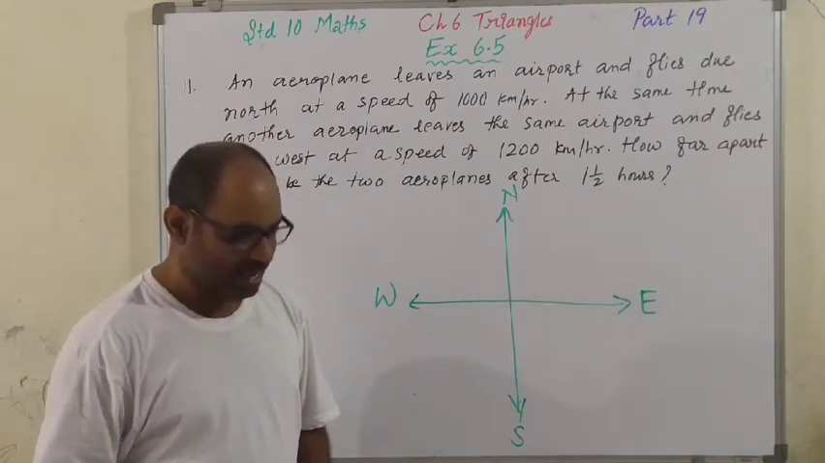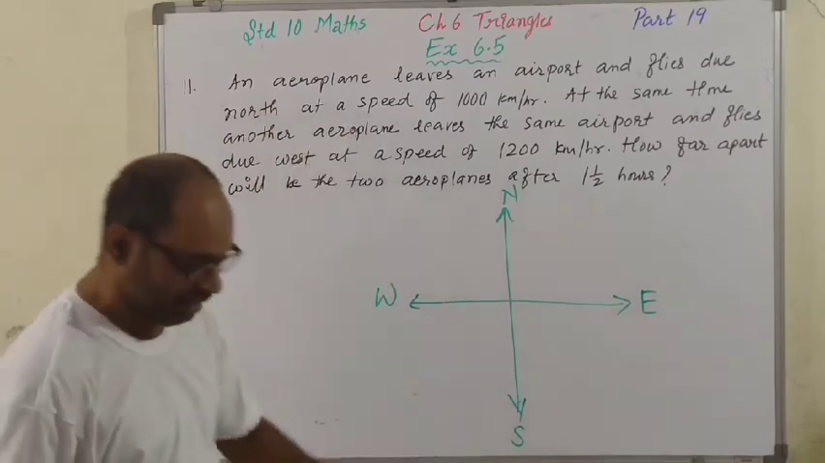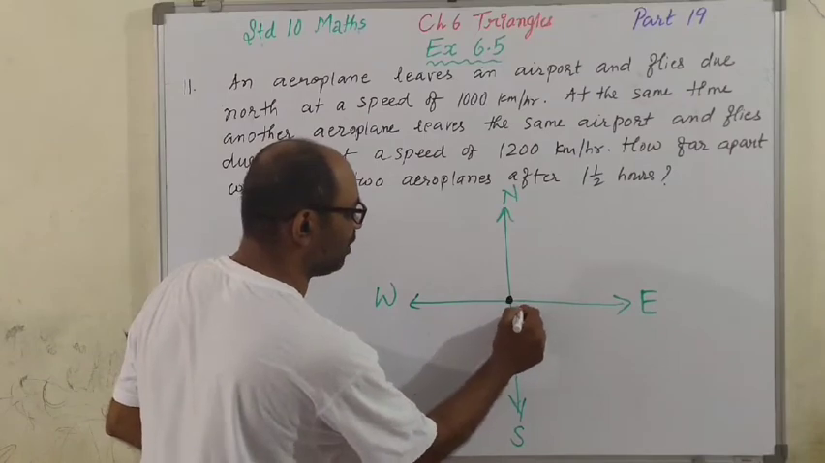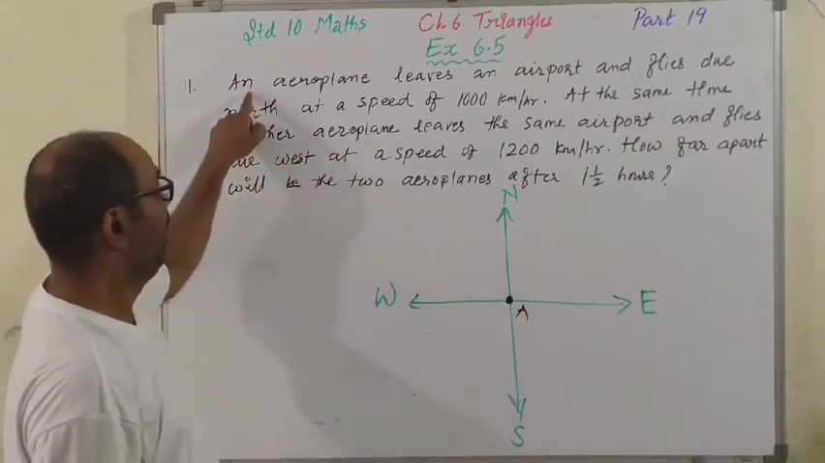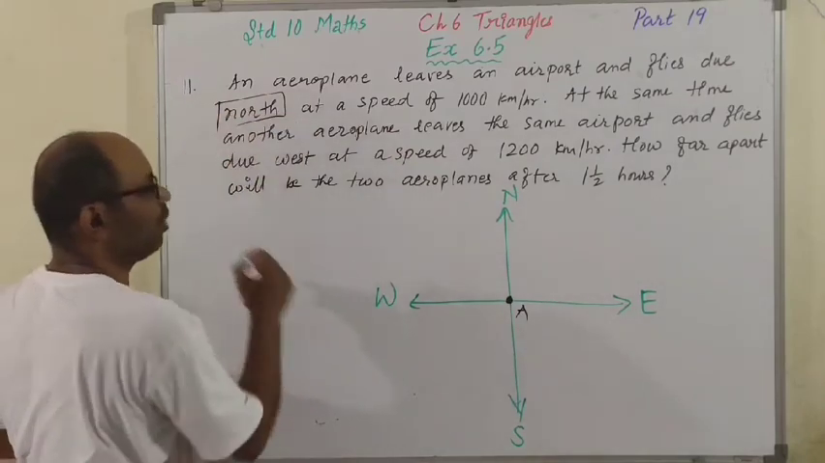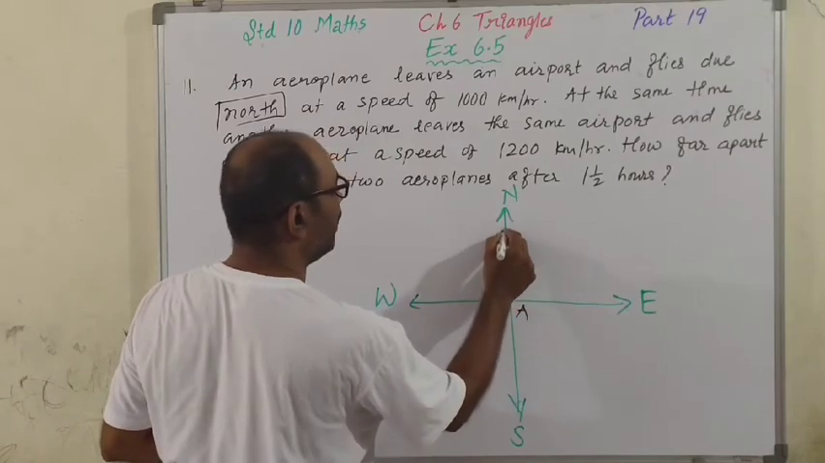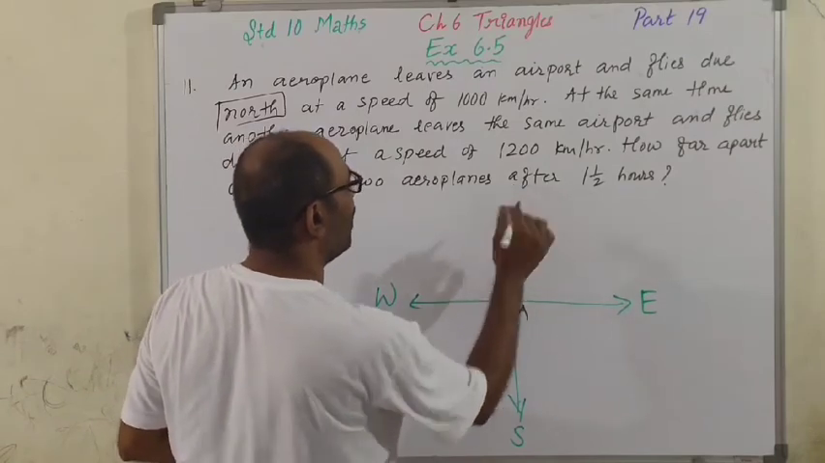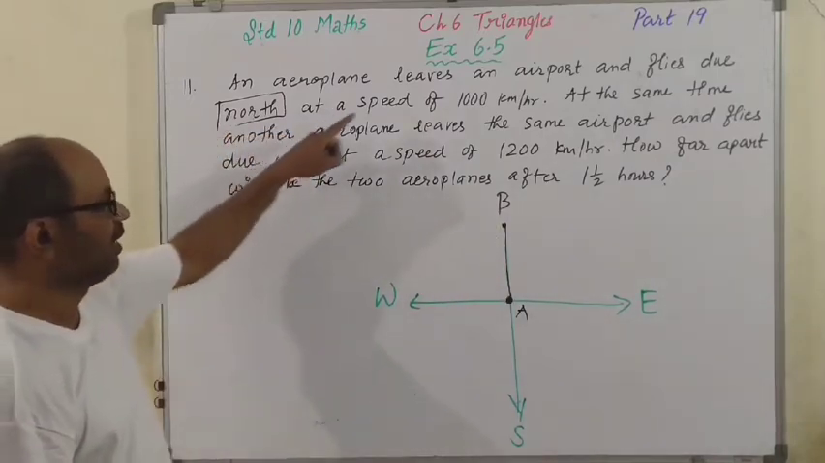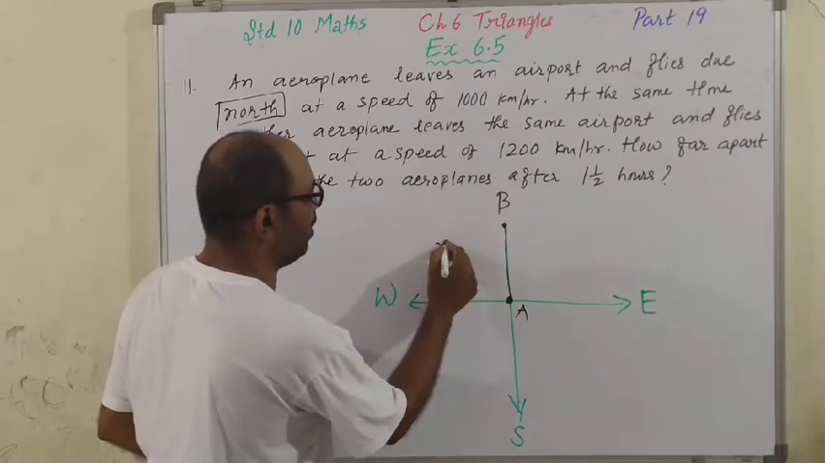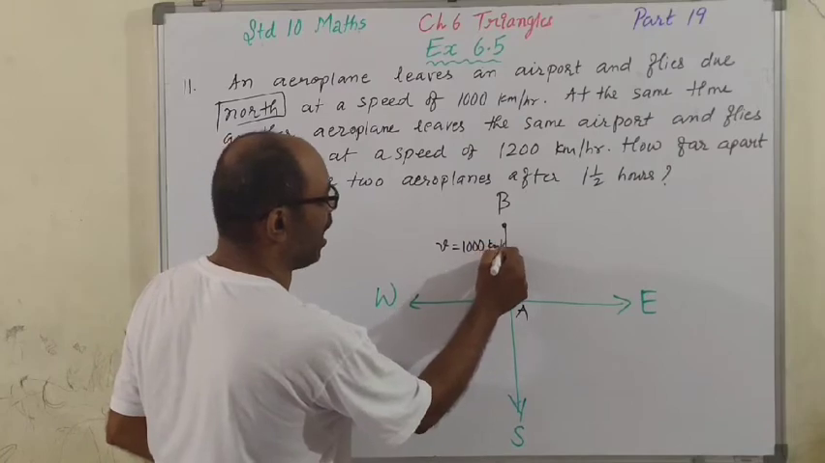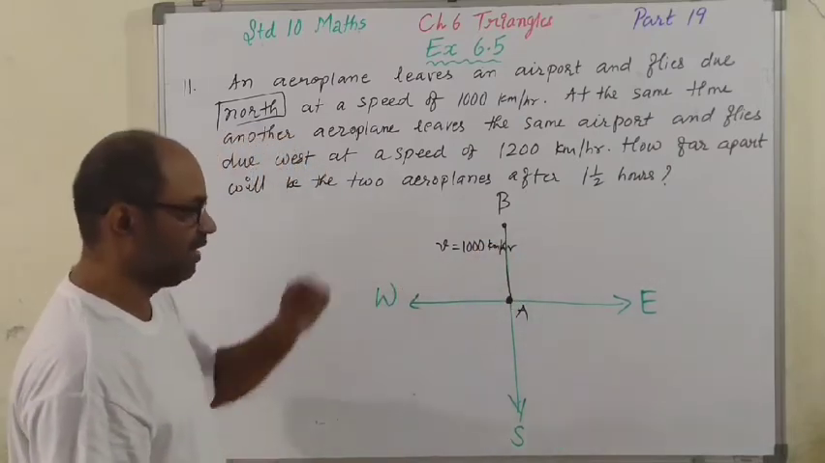All right? Okay. Here an aeroplane leaves the airport. The airport is here, suppose. Airport stands for A. Okay. An aeroplane leaves the airport and flies due north. वो north की ओर जा रहा है ऐसे. All right, this is north direction, and it reaches B. It reaches B. All right. At the speed of, यहाँ speed means V, 1000 kilometer per hour. I'll draw that figure again with that speed.